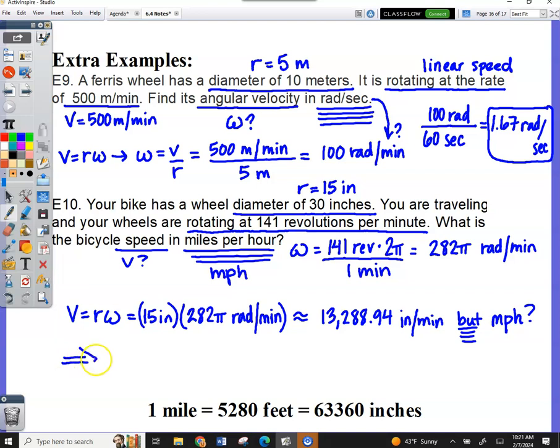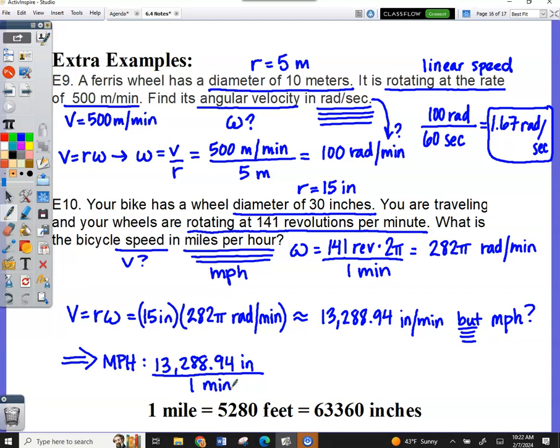So I'm going to make a note down here. I'm trying to get to miles per hour, right? How do you do this? I'm really talking to myself here. You write what you're at, okay? I'm at 13,288.94. Now, go ahead and write it as an actual fraction. This was inches per 1 minute, right? I need the goal. The goal is miles per hour.